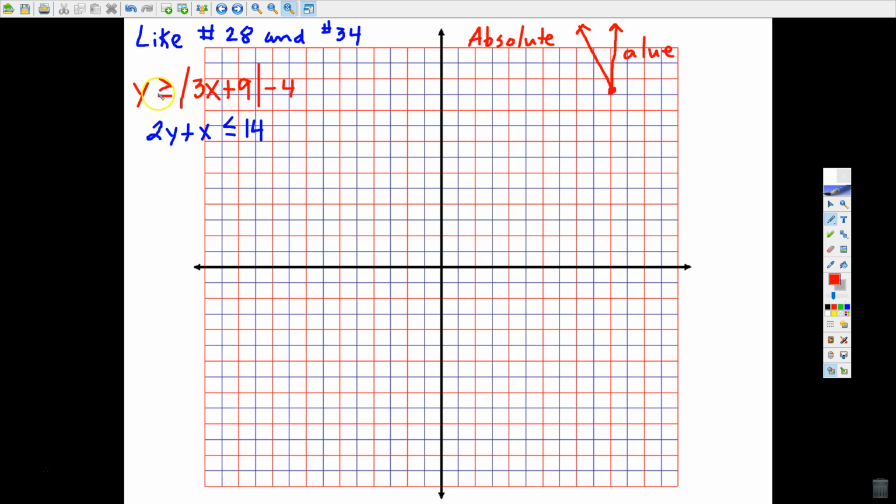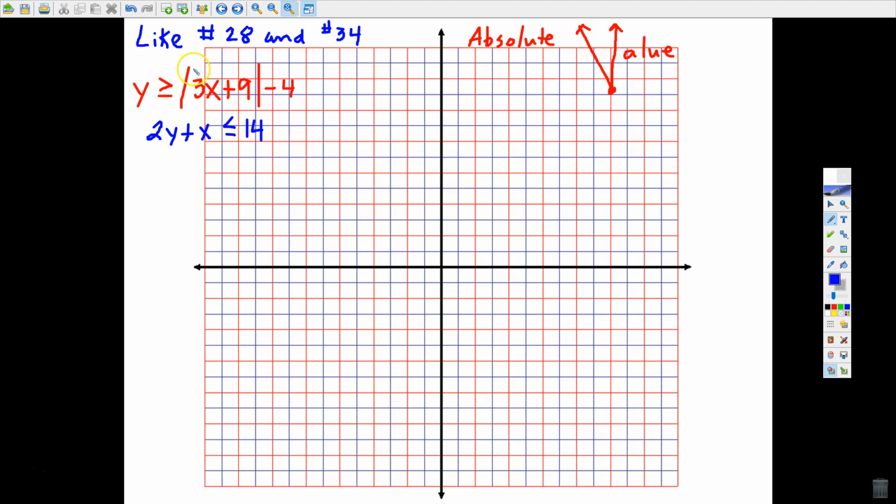Because anytime you're asked to graph an absolute value function, it's always got to produce a V shape. And there's more than one way of coming up with this V, but this is the way that I like, and I'm going to show it to you. And you'll do the same process on numbers 28 and 34.